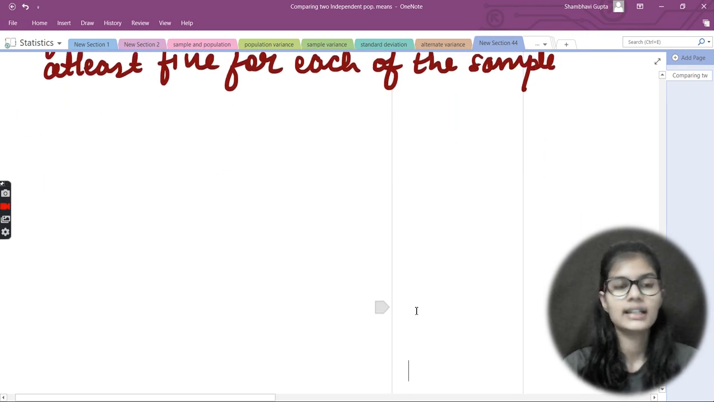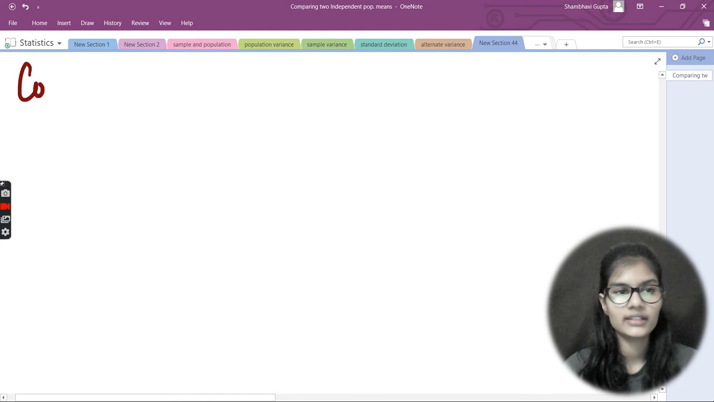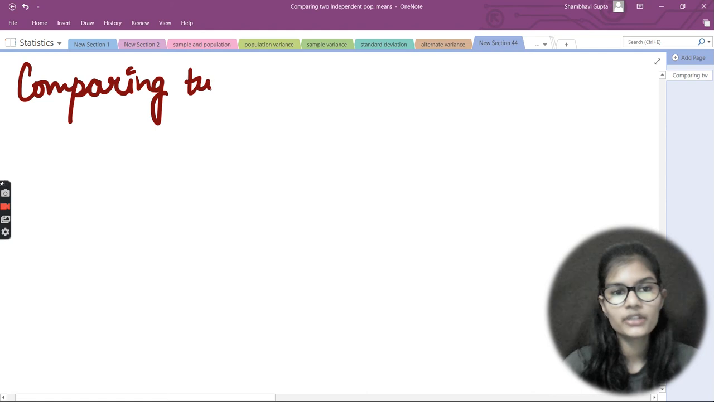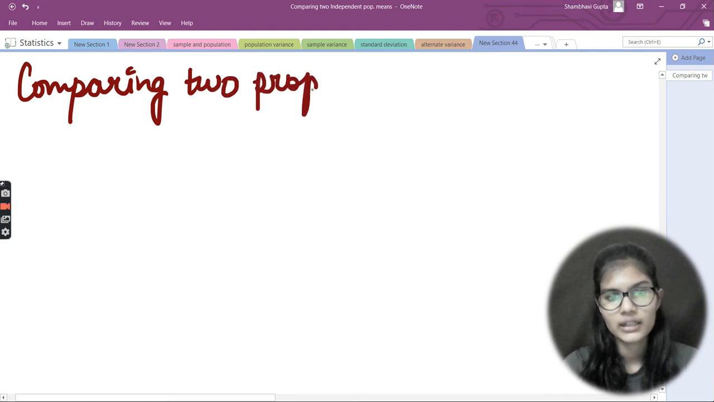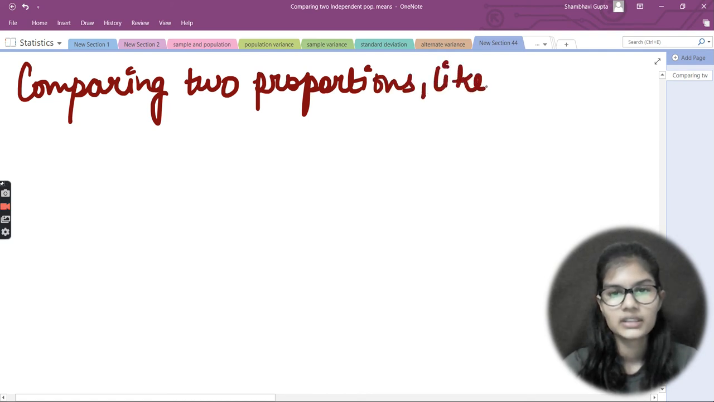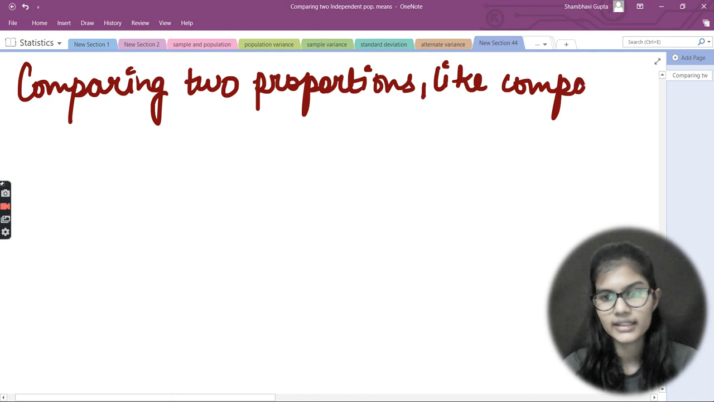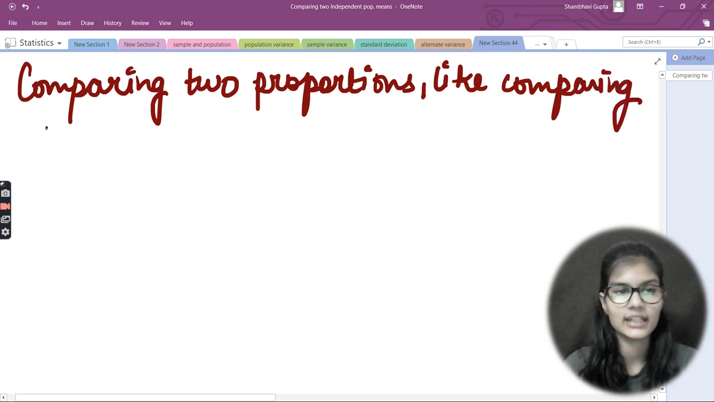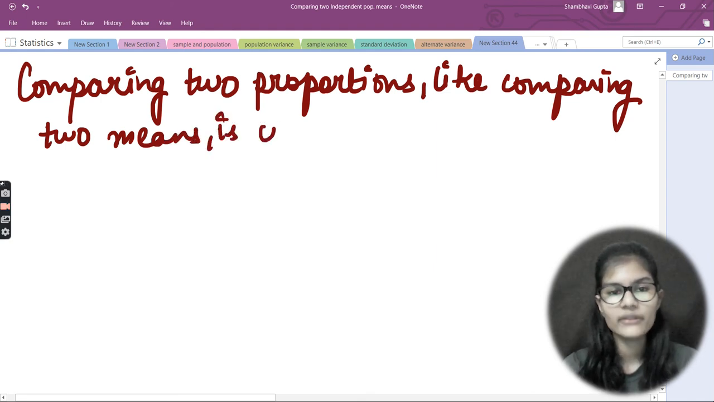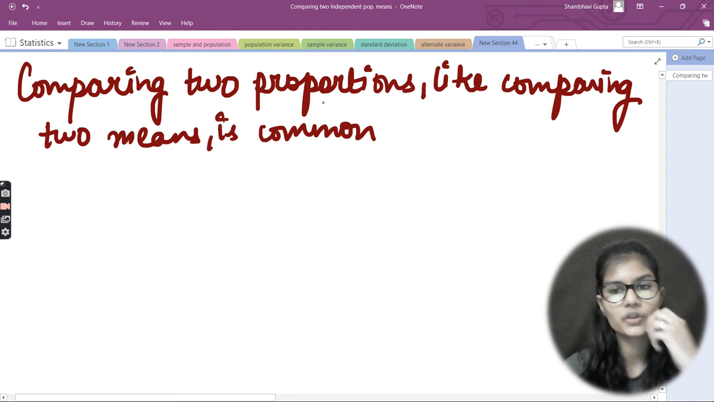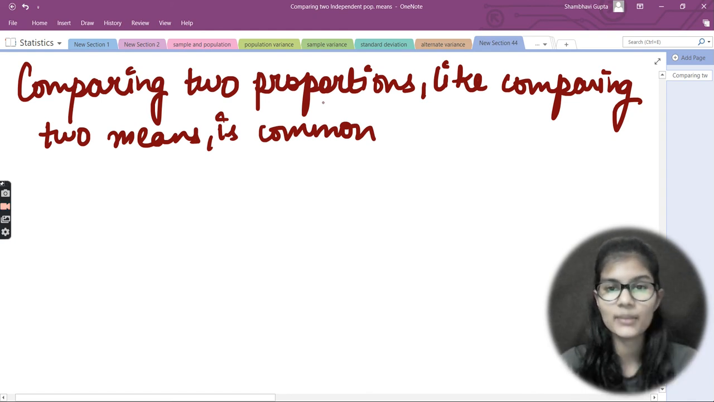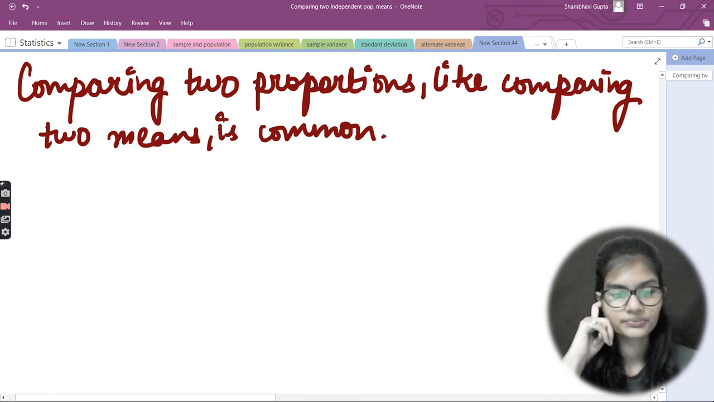Now the next thing I would write here: comparing two proportions, like comparing two means, is common. Whenever we talk about comparing two proportions, let's say I take an example that I would compare two means. So yes, that is a very common thing that occurs, right?